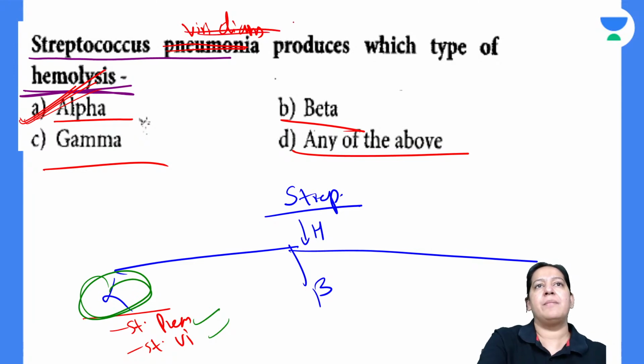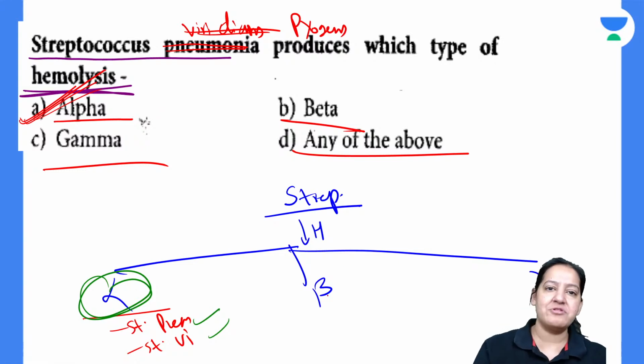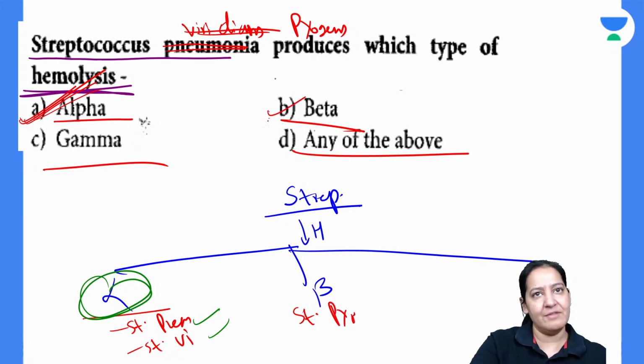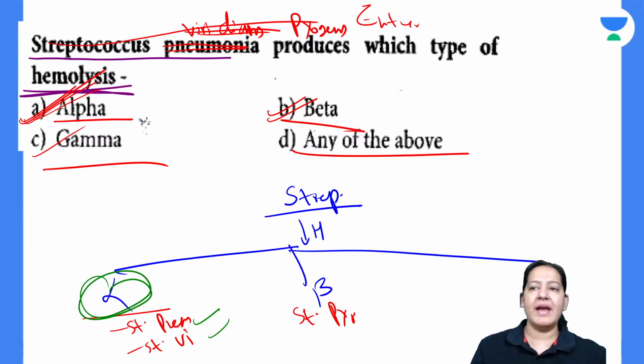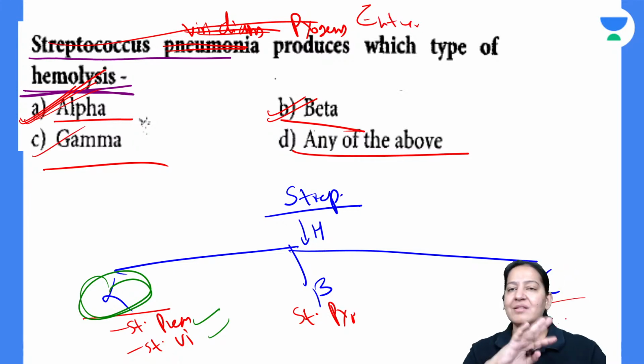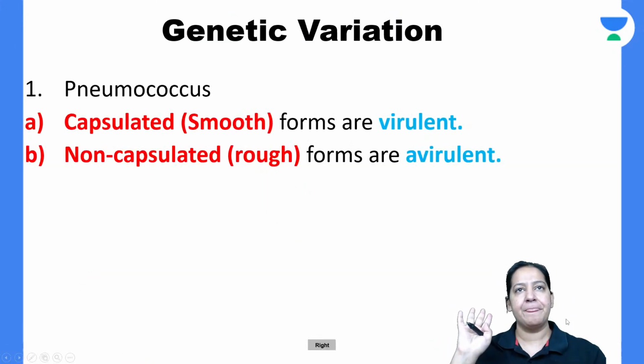I'm again changing the question. Instead of viridans, I'm asking Streptococcus pyogenes. What is your answer now? You know Streptococcus pyogenes shows beta hemolysis. Your answer will become beta. If I'm changing the question and I'm asking for Enterococcus, your answer will become gamma. So Enterococcus is an example of gamma. So you should learn the examples. So a question can be asked on anything, right? Give me a thumbs up.